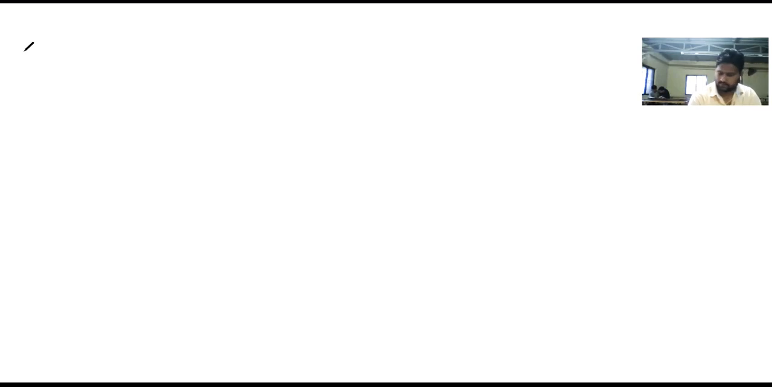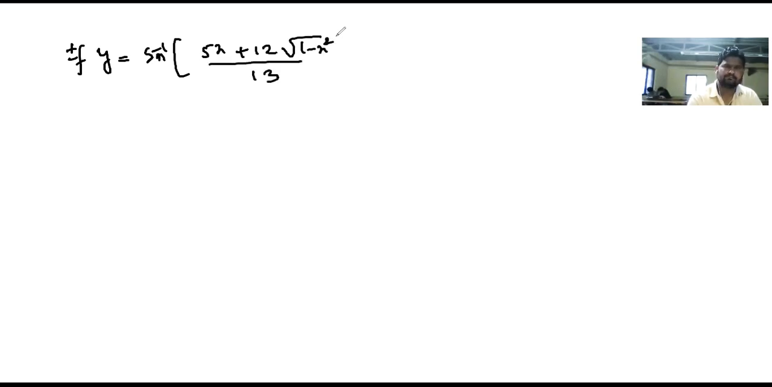So next example I will do. If y is equal to sin inverse of (5x plus 12 times square root of 1 minus x square) divided by 13, find dy by dx.